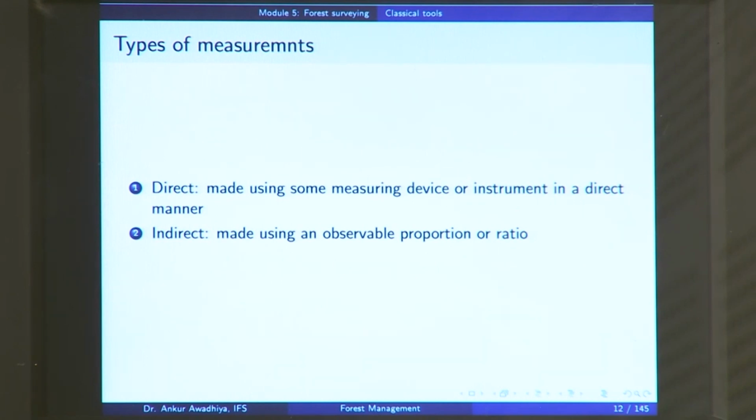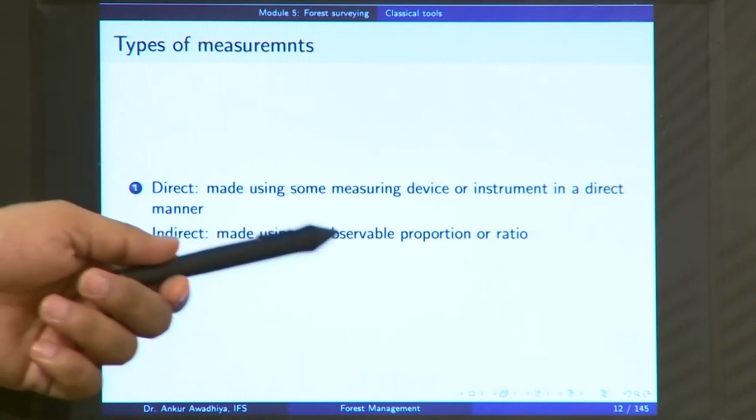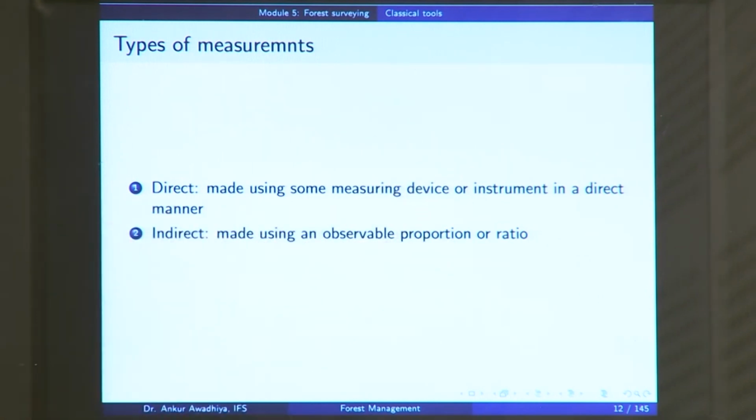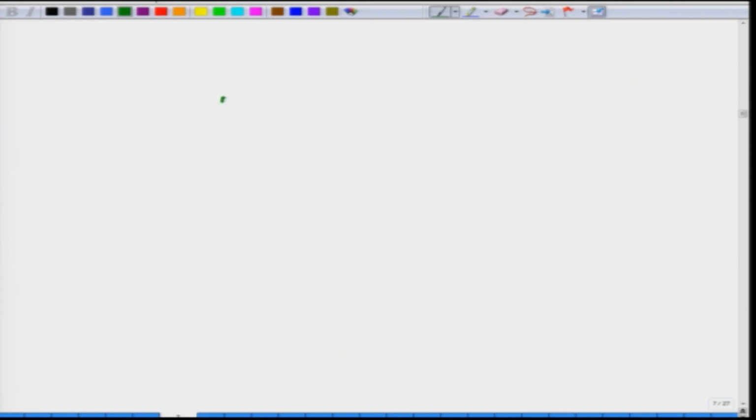We also make use of indirect measurements, which are made using observable proportions or ratios. In this case, suppose you have this building and this is a wall. You can take a direct measurement: go to the top of the wall and drop a string with a weight attached to it, and the length of the string when the bob touches the ground is the length of the wall. This is a direct measurement, because you are directly measuring the length using an instrument.